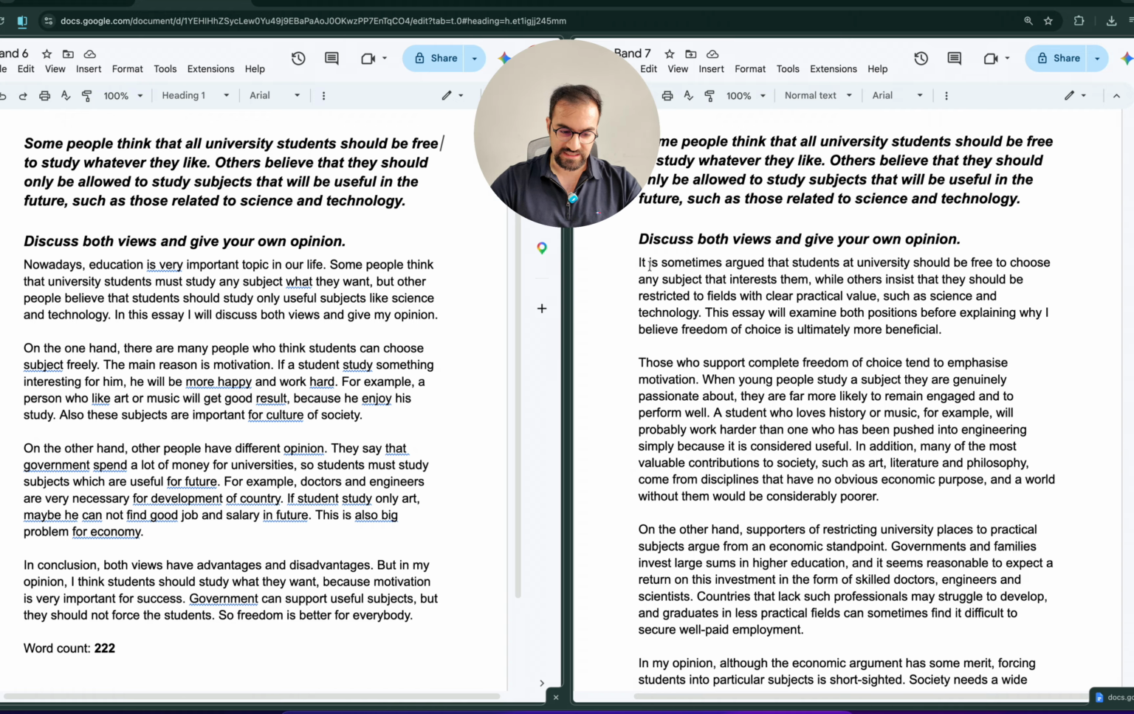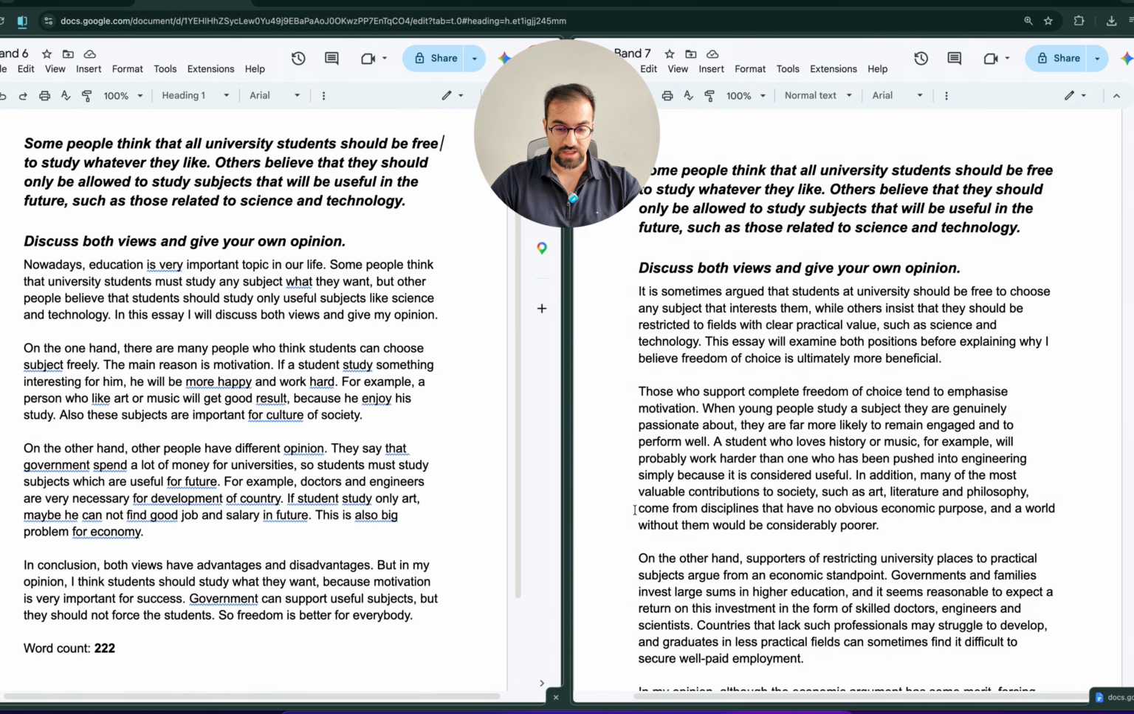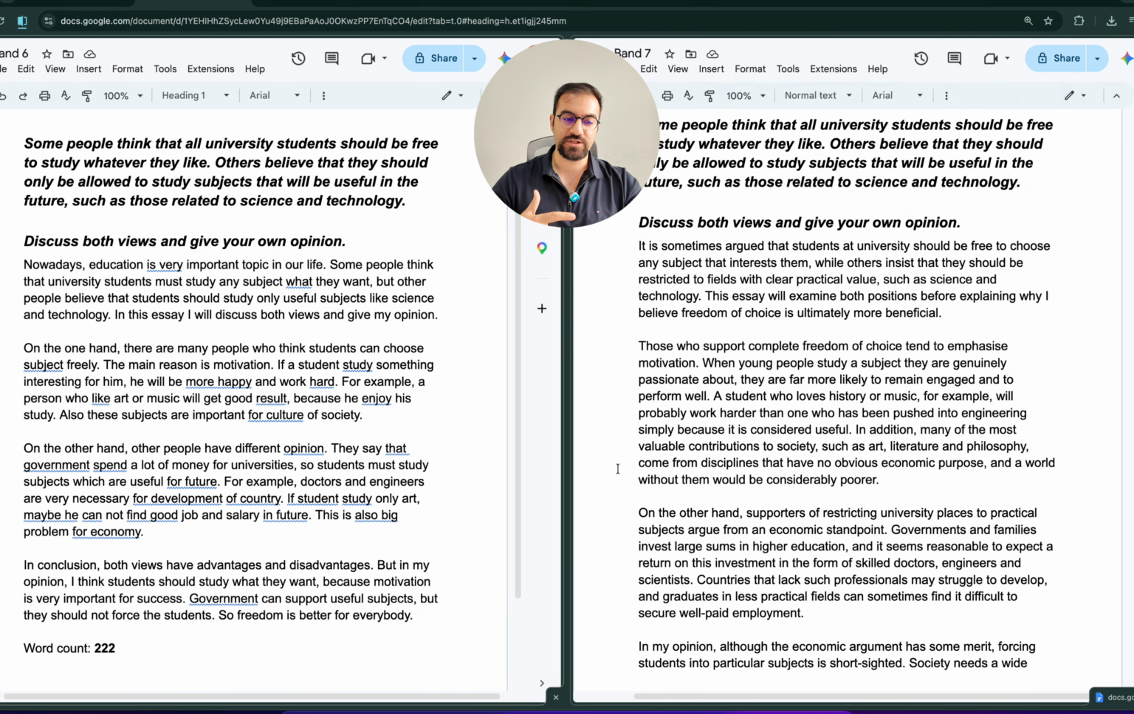Well, from the first glance, I'd like to draw your attention to something like this. If we check the word count, what we are going to see is a little bit surprising, because Band 6 wrote only 222 words, which is lower than 250 limit mark, whereas Band 7 exceeded this limit by writing 273 words. Well, the first thing that comes to your mind, this could be the reason why the left essay scored 6. Well, it is true to some degree, but not entirely.